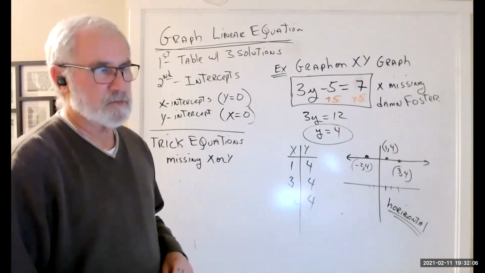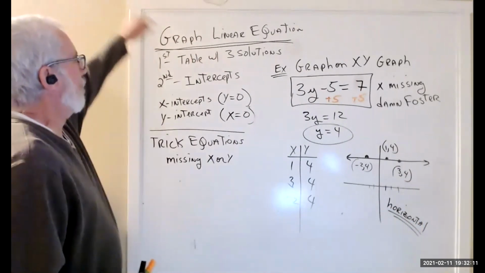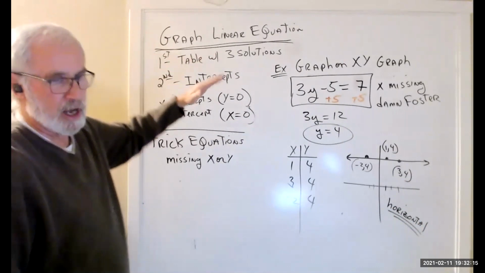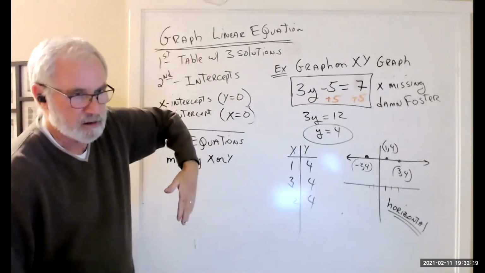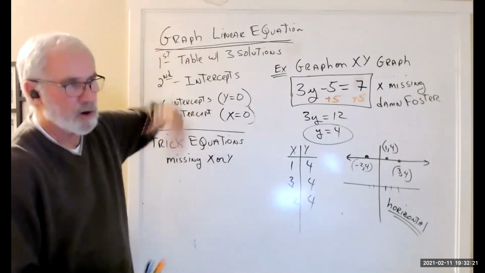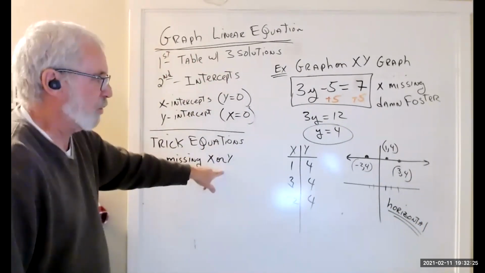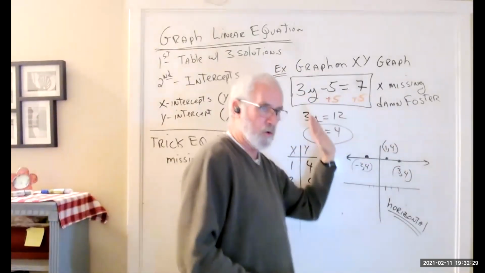Always. Okay. So think about this. On all of these other problems, when there was an X and a Y, the graph was angled in some way. Positive slope, negative slope, all kinds of things. But when it's missing an X or a Y, it's either going to be a horizontal line or a vertical line.